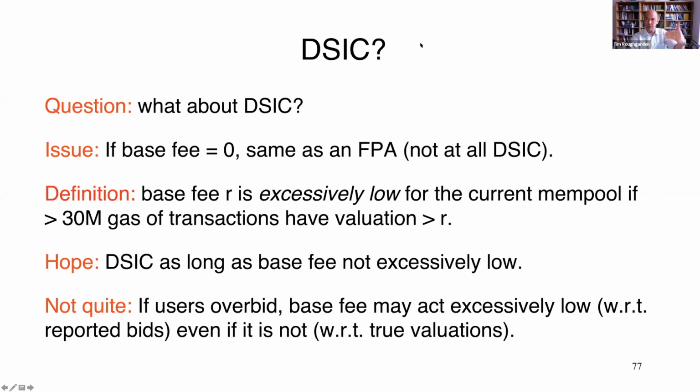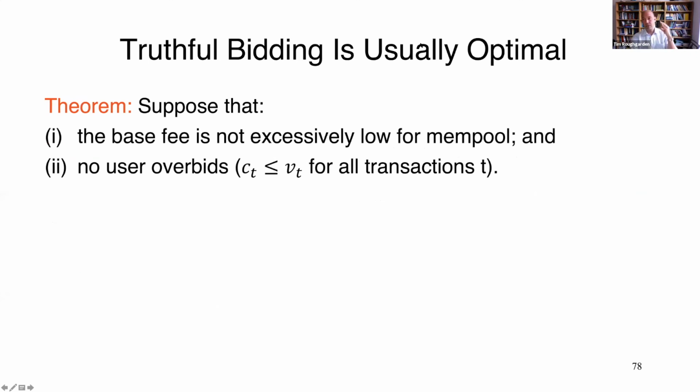So technically it's not true. The only assumption is that the base fee is not excessively low. You also have to assume that users don't overbid. And again, there's no reason you would ever overbid, but in principle they could. So you need to assume that they don't overbid. And the good news is those are the only 2 obstructions for the EIP-1559 mechanism to be truthful.